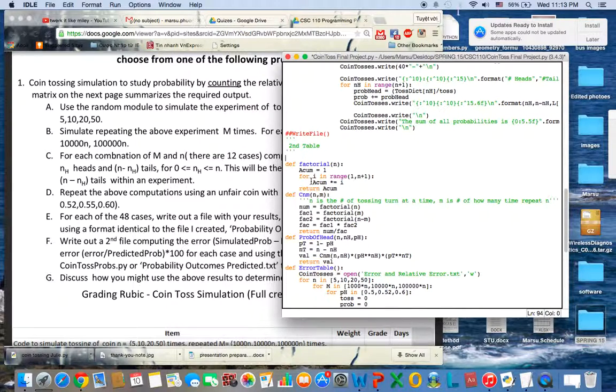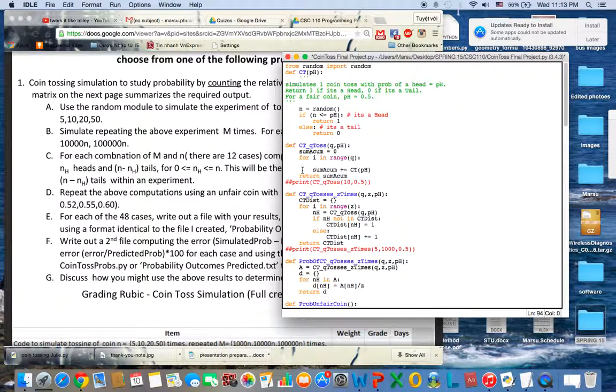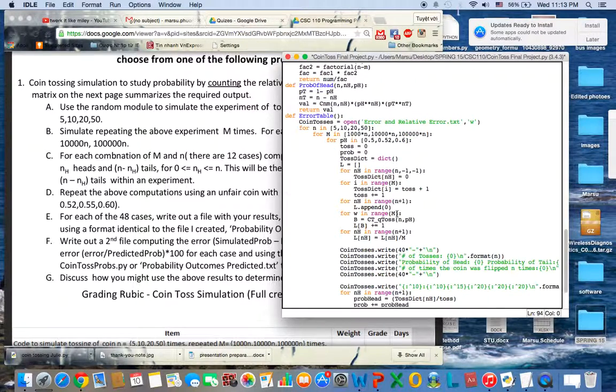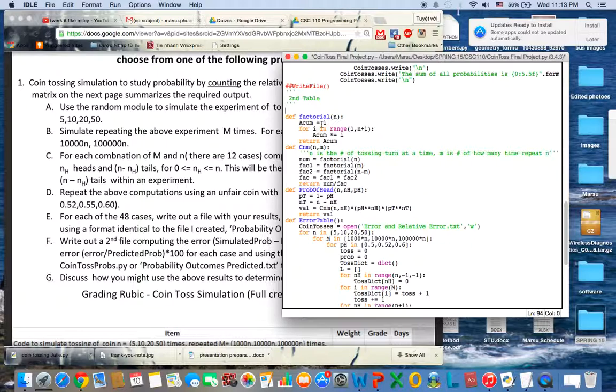Factorial. Again, we write another function. The accumulate is equal to 1, and for I in range from 1 to n plus 1, we multiply it with I.